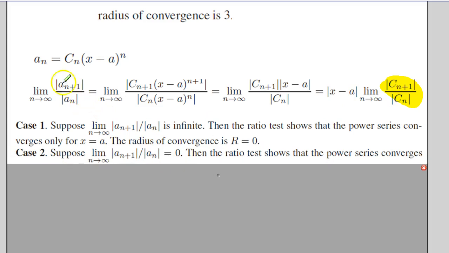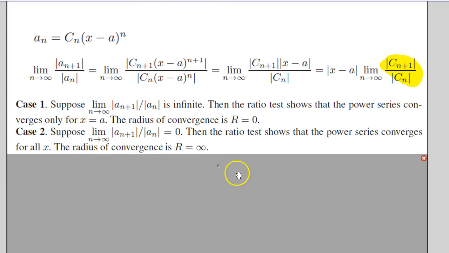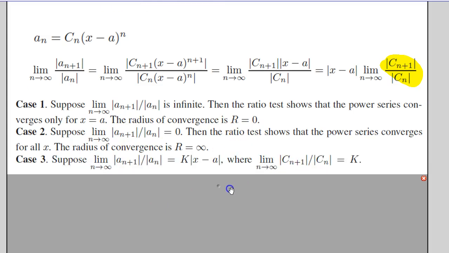If the ratio test goes to 0, it means that the power series converges, and that's just one of the rules of the ratio test. And we say that the radius of convergence is r equals infinity, because it doesn't matter what x is, you will always have that situation. And last but not least is case 3.